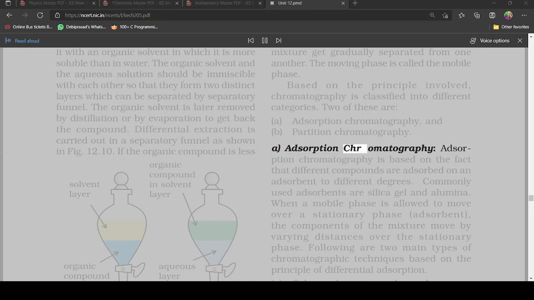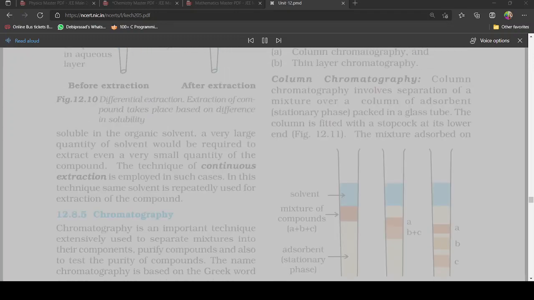A. Adsorption chromatography. Adsorption chromatography is based on the fact that different compounds are adsorbed on an adsorbent to different degrees. Commonly used adsorbents are silica gel and alumina. When a mobile phase is allowed to move over a stationary phase, the adsorbent, the components of the mixture move by varying distances over the stationary phase. Following are two main types of chromatographic techniques based on the principle of differential adsorption: A. Column chromatography and B. Thin layer chromatography.